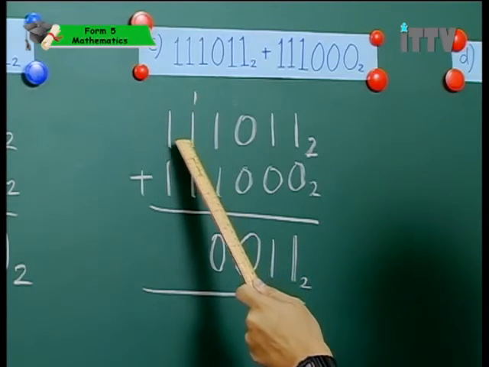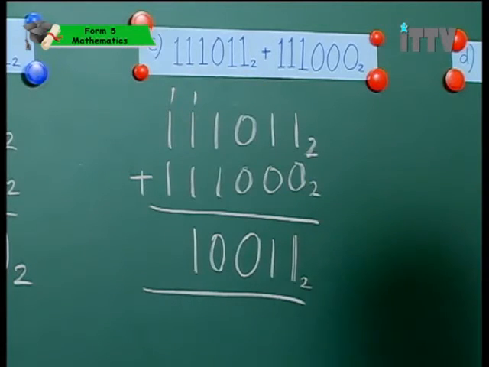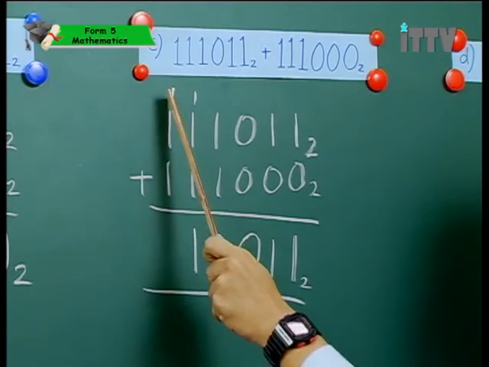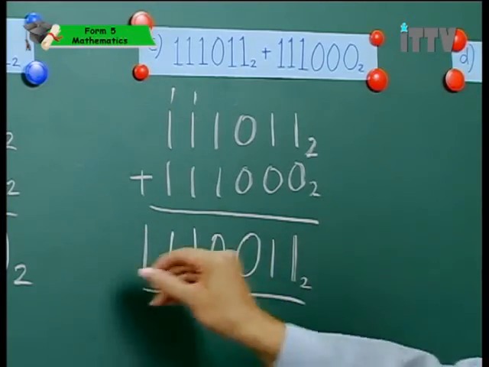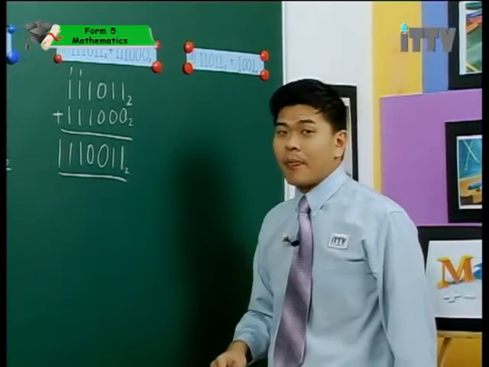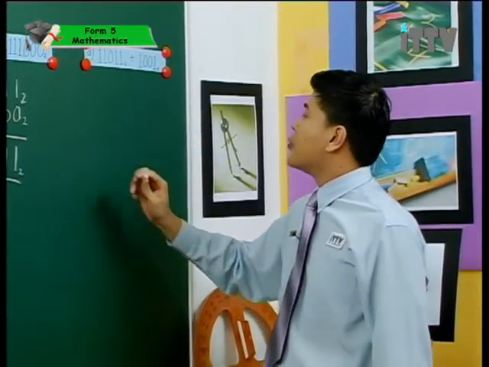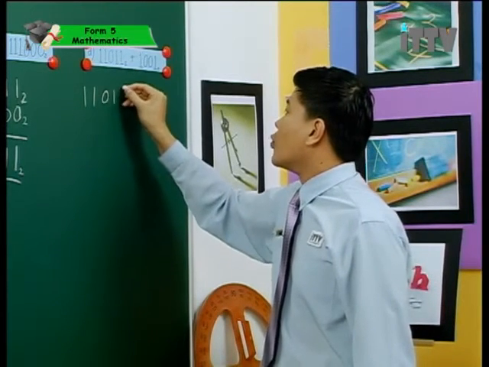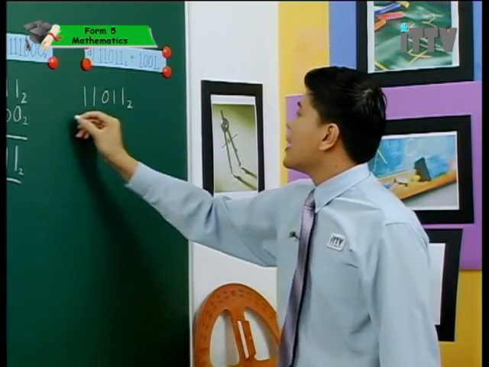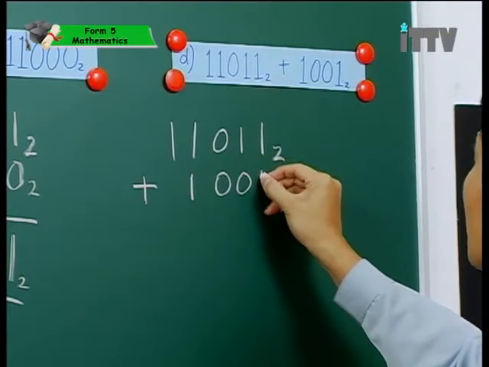1, 1, 1 added up gives me 11. And same thing here, 1 plus 1 will give me 11. So this, guys, is the sum. And lastly, what is the sum of both these numbers? 11011 in base 2, added with 1001.